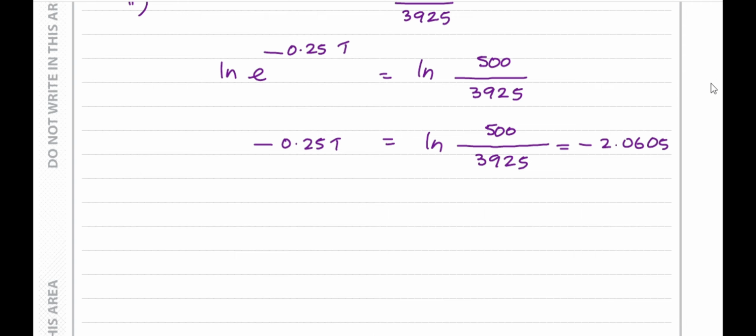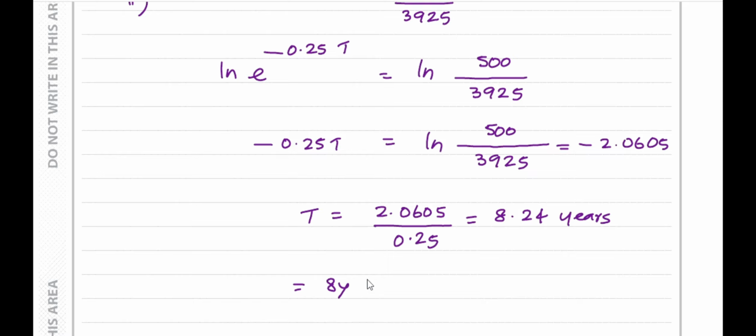Okay, so now we got minus on both sides, therefore capital T equals 2.0605 upon 0.25, which is equal to 8.24 years, which can be converted into 8 years, 3 months.